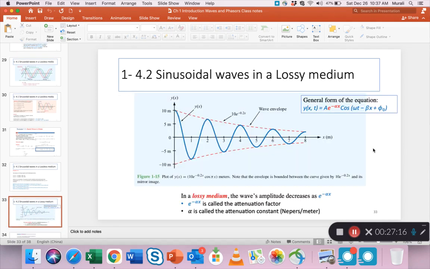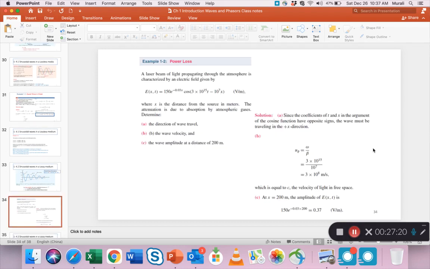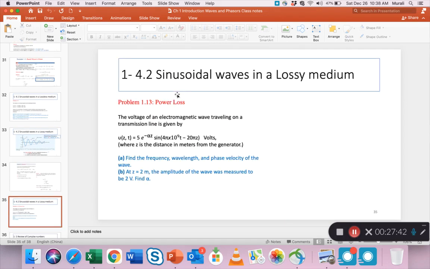Okay, I gotta move on. Now we have an example from the textbook, example 1.1-2 on lossy media. That means the wave is going through a lossy medium, which means we have an attenuation factor, e to the power something. This problem is about that. This example is solved in the textbook, slide 34, and then I have slide 35, which is from the back of the chapter, so we'll look at it on my PDF.